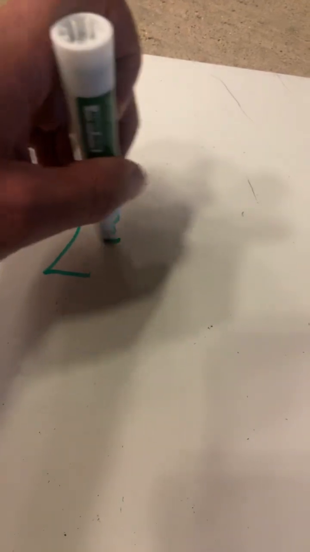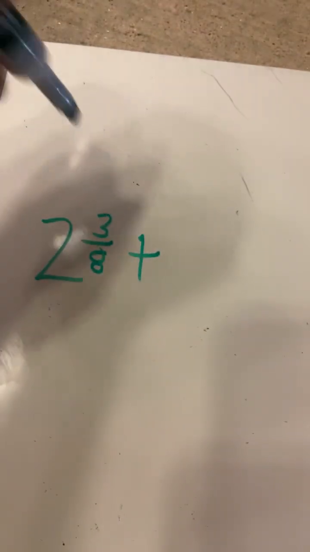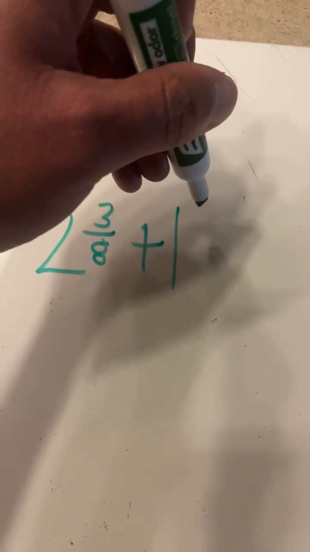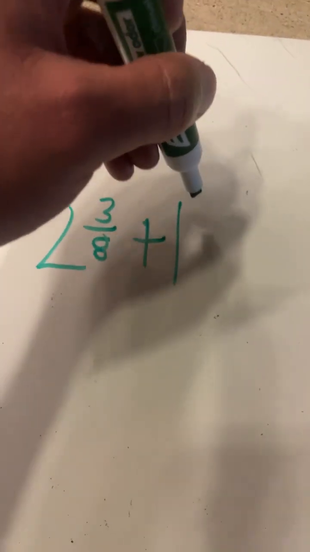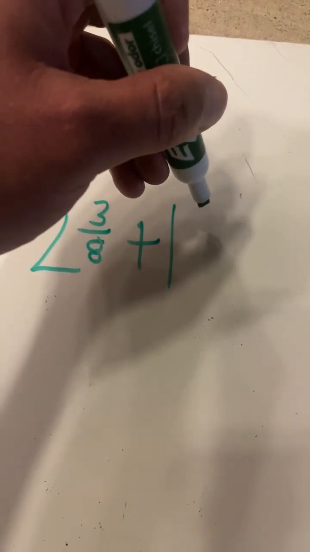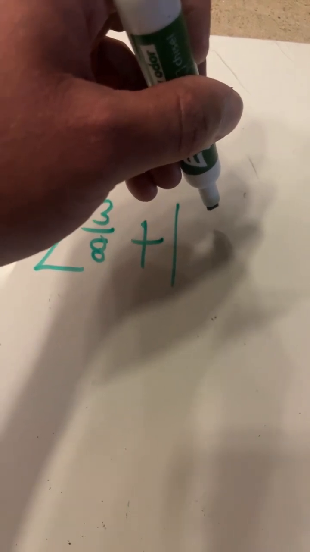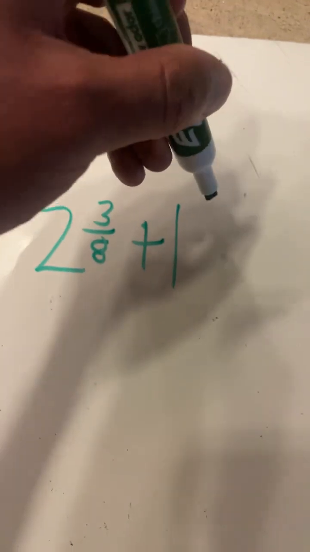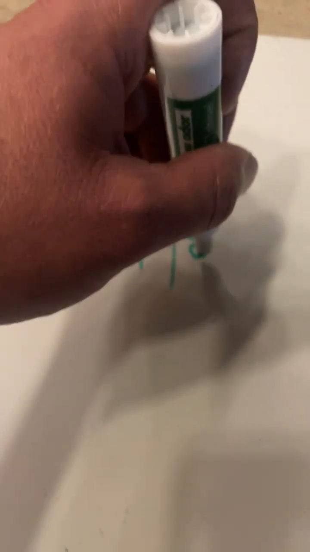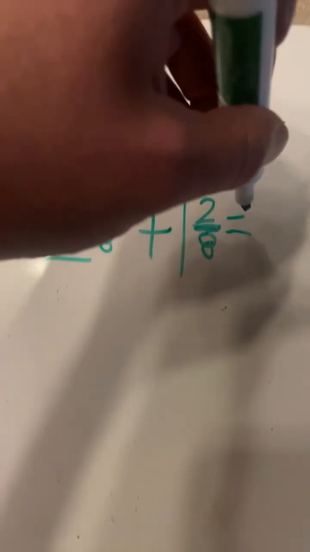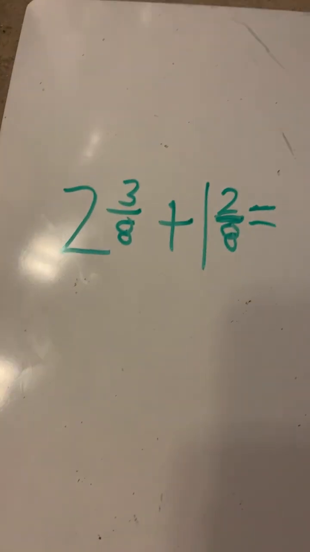2 and 3/8 plus 1 5/8. I'm just going to do 5/8, but you know what I'm going to do? I'm going to do 2 3/8 plus 1 2/8. That'll be my problem. All right. Keeping it simple.